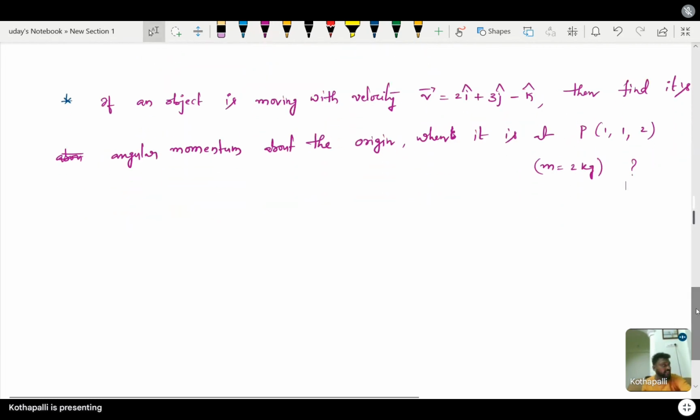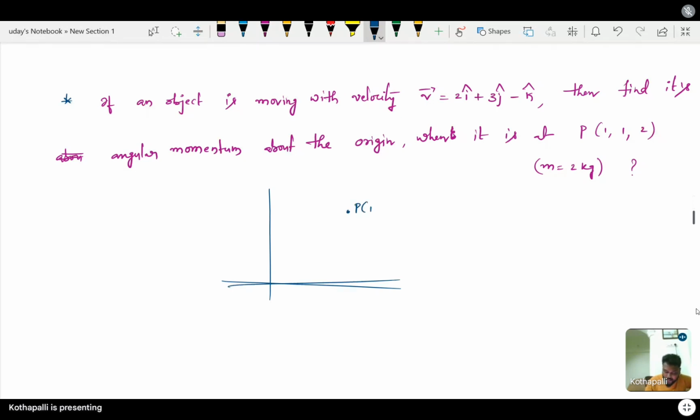See, the velocity of the particle is given, and the point at the instant we need to calculate the angular momentum is also given, and about what point we need to calculate the angular momentum is also given. That means indirectly the given data is point P somewhere here which is 1 comma 1 comma 2. So that position vector we can take with respect to the origin, and it is being observed from where? Origin, because I clearly mentioned that about the origin.